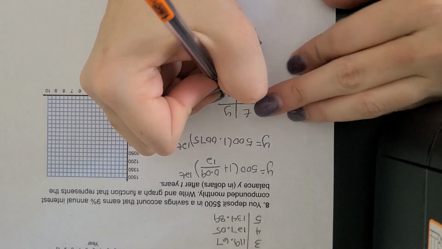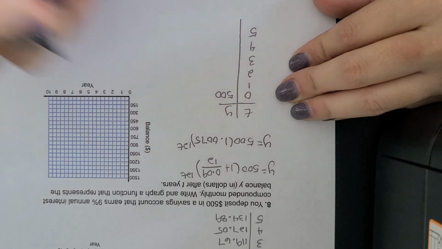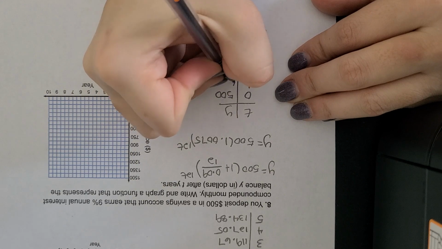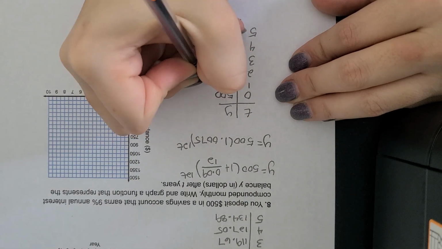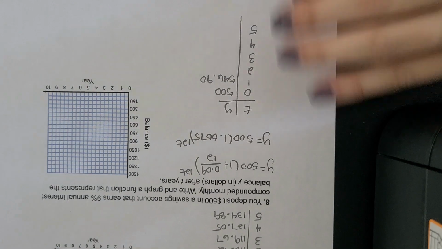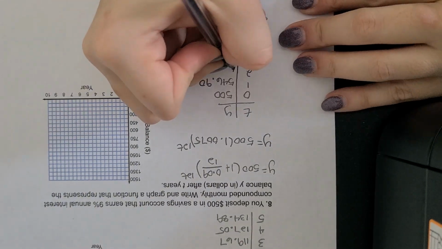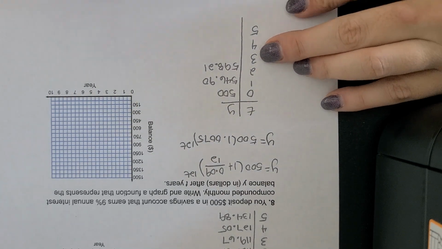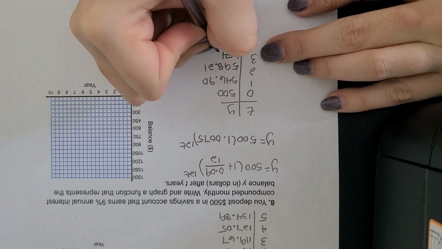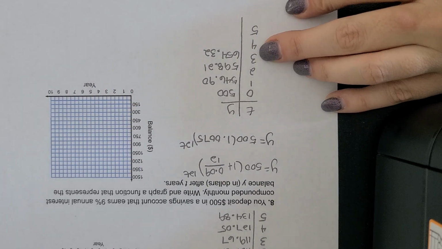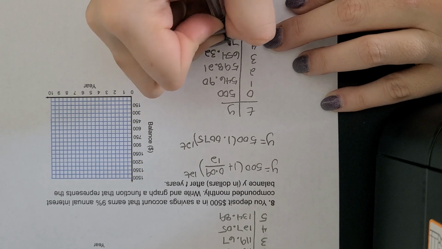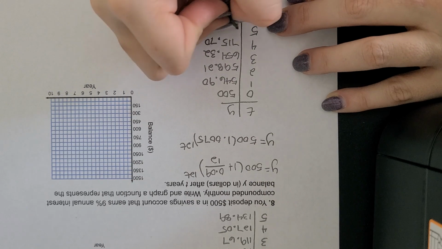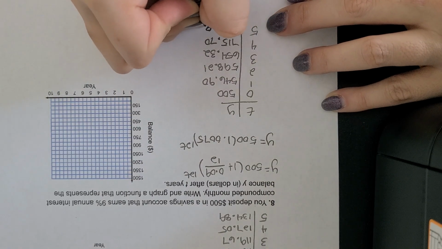So when I plug it in, 0 for t, you should have gotten 500 for y. 1 for t, 546.9. 2 for t should have gotten you 598.21. 3 will get you 654.32. 4 will get you 715.70. And 5 will get you 782.84.